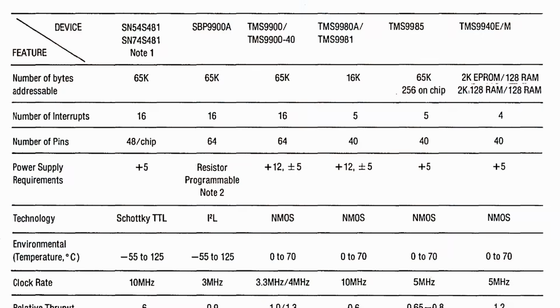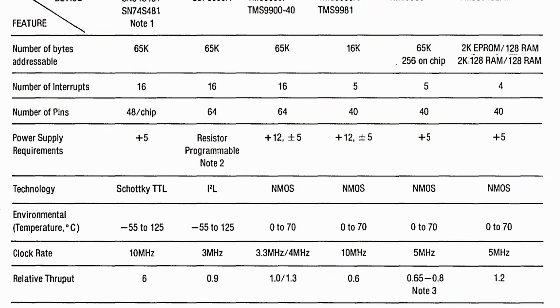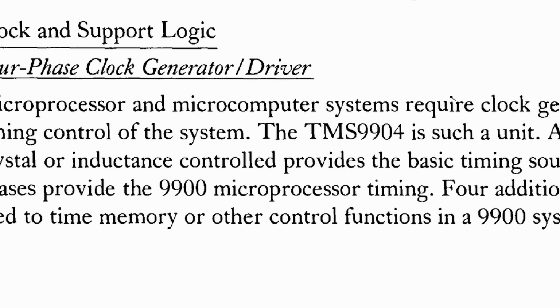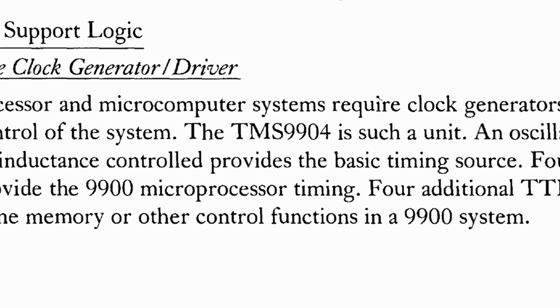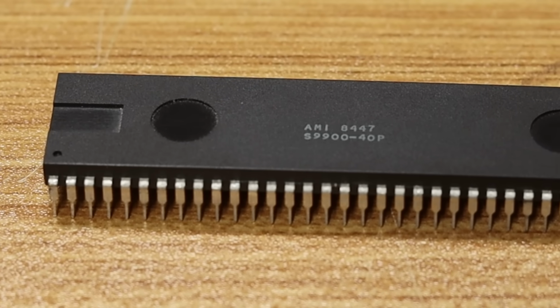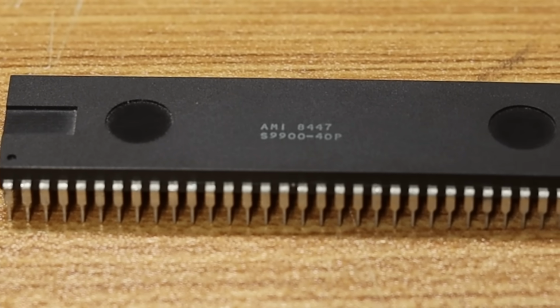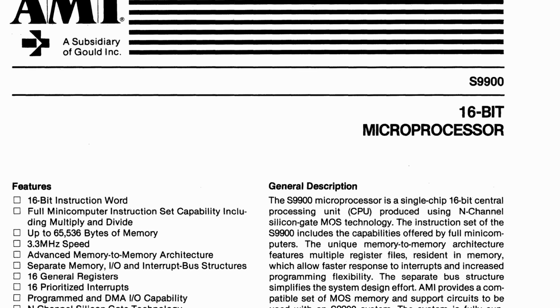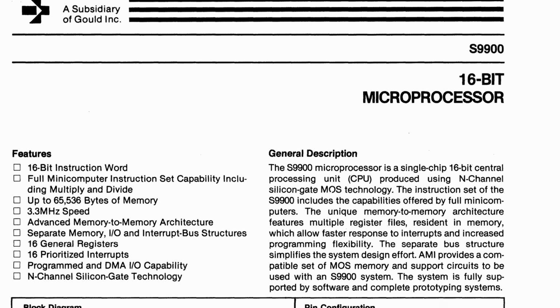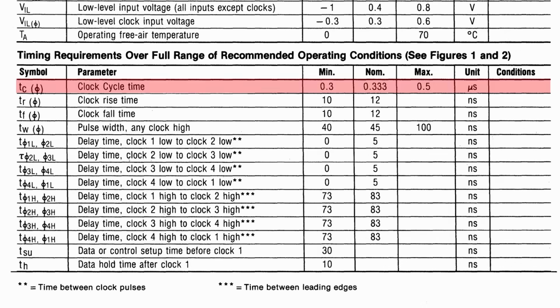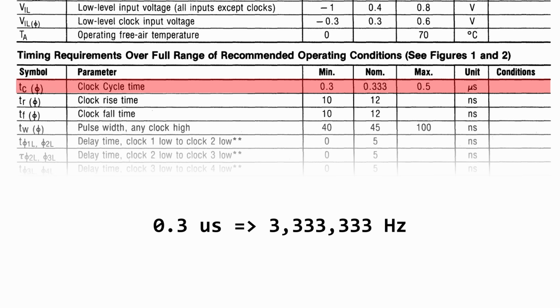And so I started doing some hunting around, and legitimately, I can't find anything official from TI that says it can run at anything less than 3 megahertz. However, this particular plastic package, TMS9900, is built by AMI. And AMI did release a datasheet for this chip, and in there they do list a minimum clock speed. They say it can be from 0.3 microseconds to 0.5 microseconds.